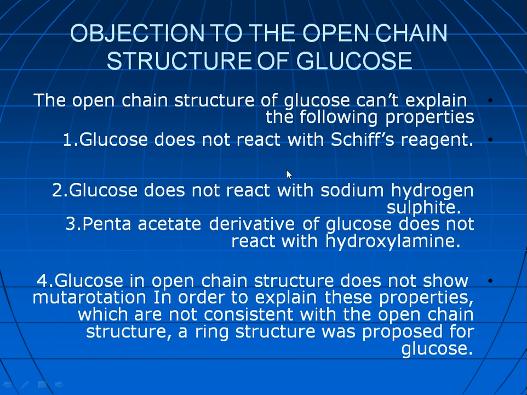Now the third objection is that the pentaacetate derivative of glucose, meaning D-glucose pentaacetate, which forms when glucose reacts with acetic anhydride, does not react with hydroxylamine. Glucose in the open chain structure does not show mutarotation. In order to explain these properties, which are not consistent with the open chain structure, a ring structure was proposed for glucose. Mutarotation means when glucose changes its optical rotation.